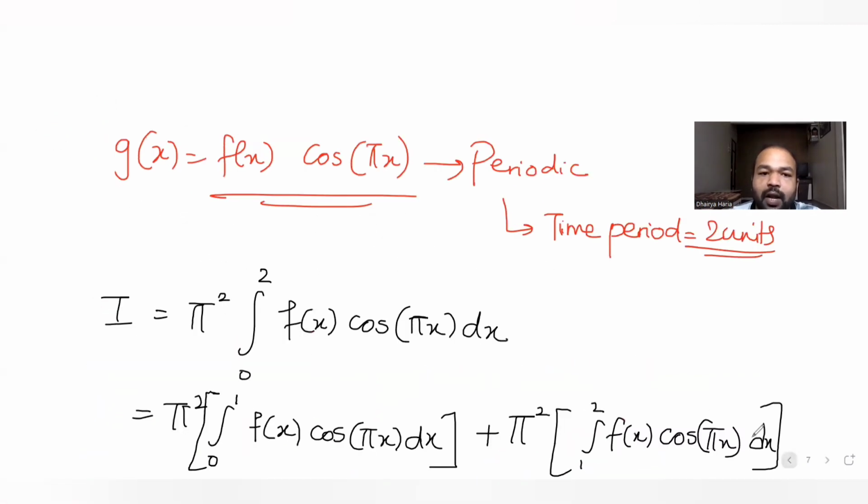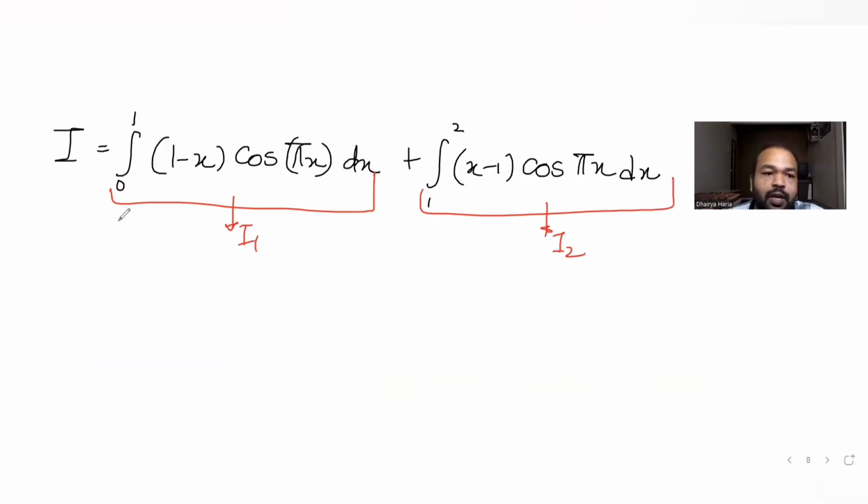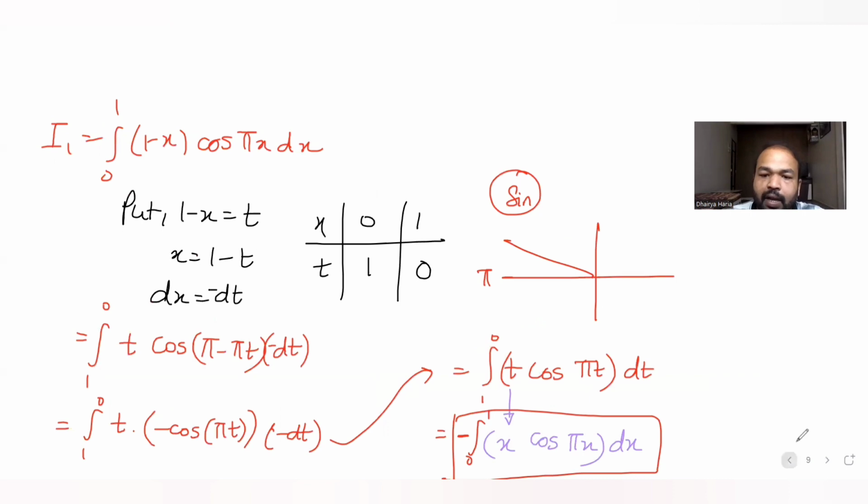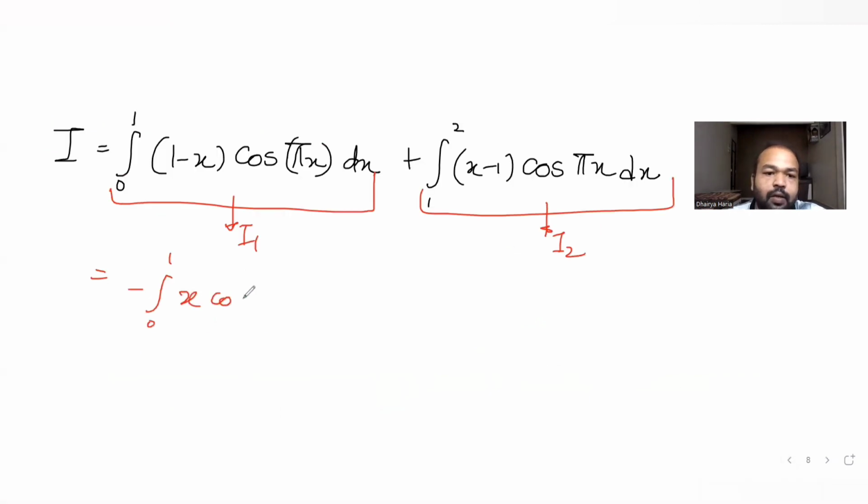So I understand that I1 is minus the integral from 0 to 1 of x cos pi x dx. This is also minus the integral from 0 to 1 of x cos pi x.